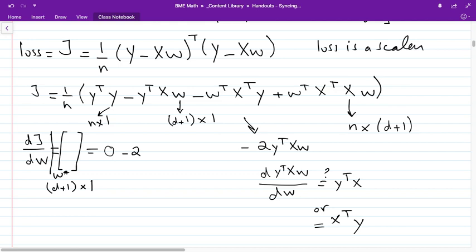The answer is, look at what we have to get. The derivative of J with respect to w has to be a vector, right? And it's going to have to be a column vector. So y transpose x, is that a column vector? No, it's a row vector. The answer is the derivative of y transpose xw with respect to w is x transpose y. This is the column vector that we're looking for.